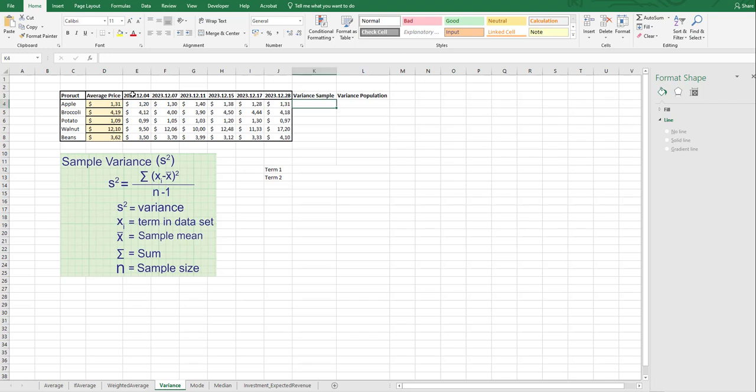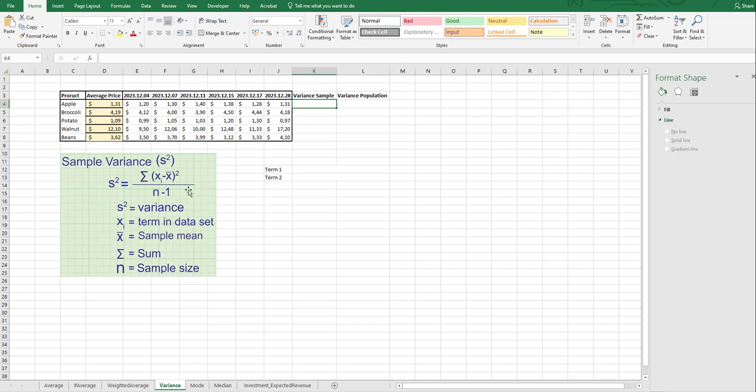In this case, when we have only sold the product in this time period, we would talk about population, but this is only a subset of the data. I didn't take all the time series data, so in this case it makes sense to calculate the sample variance.